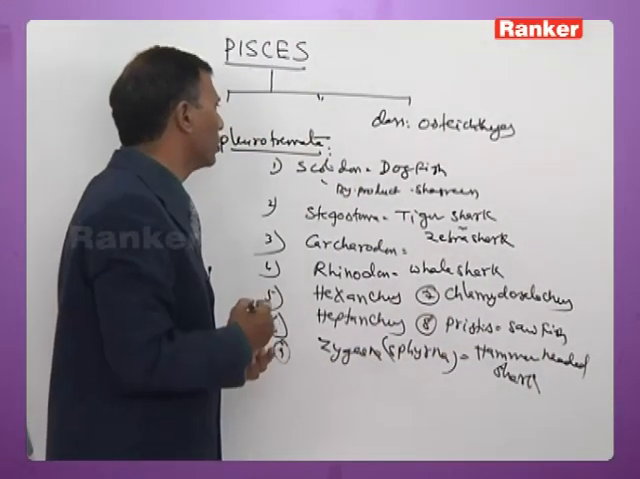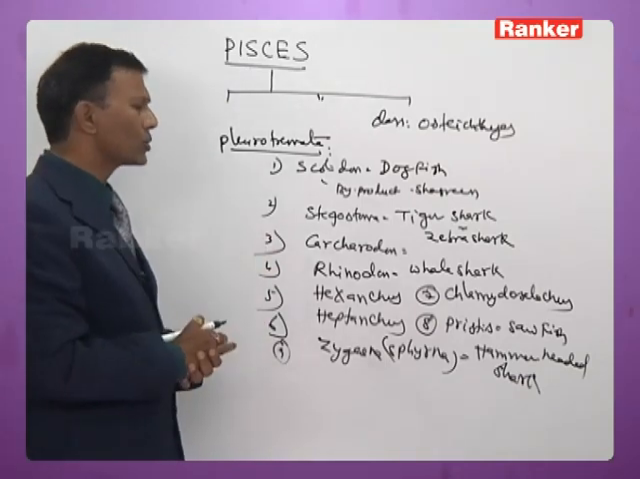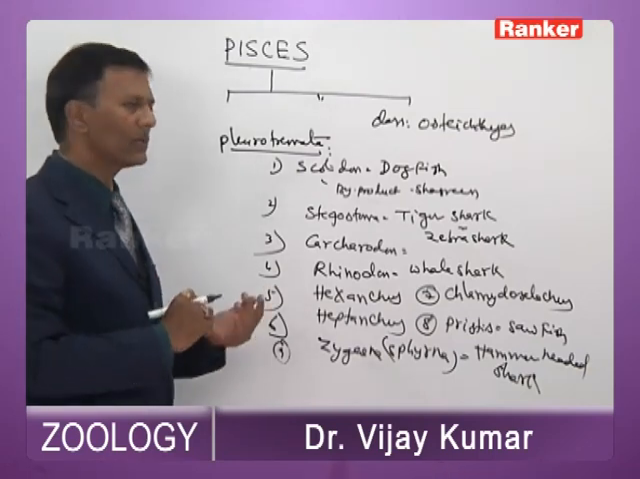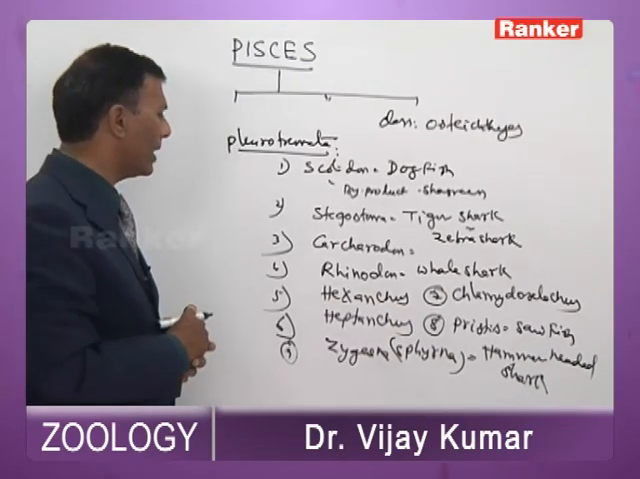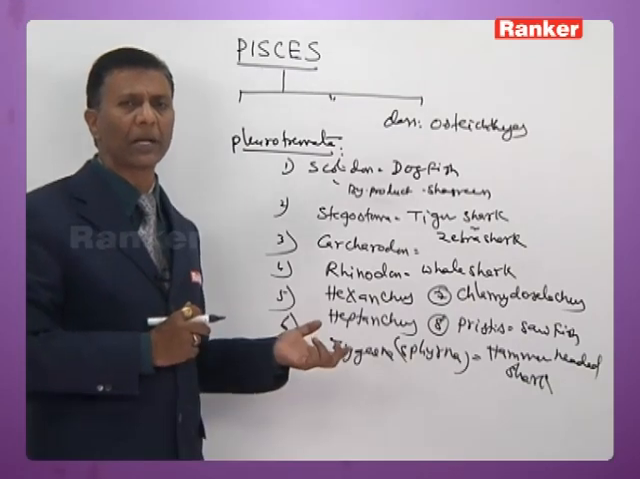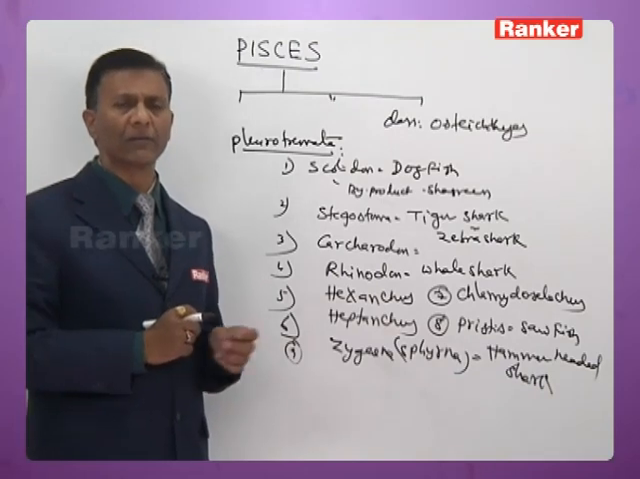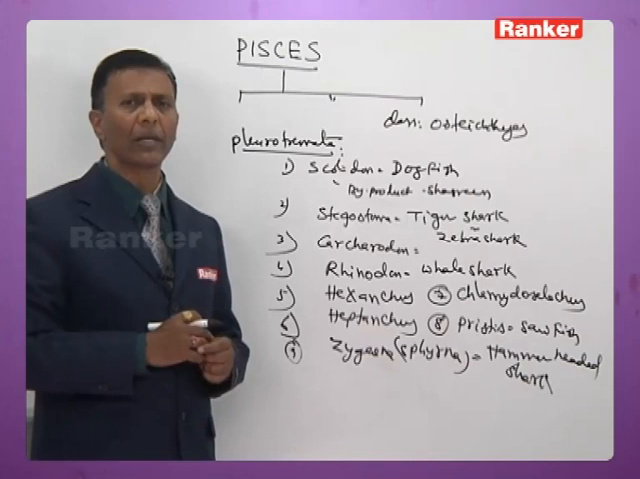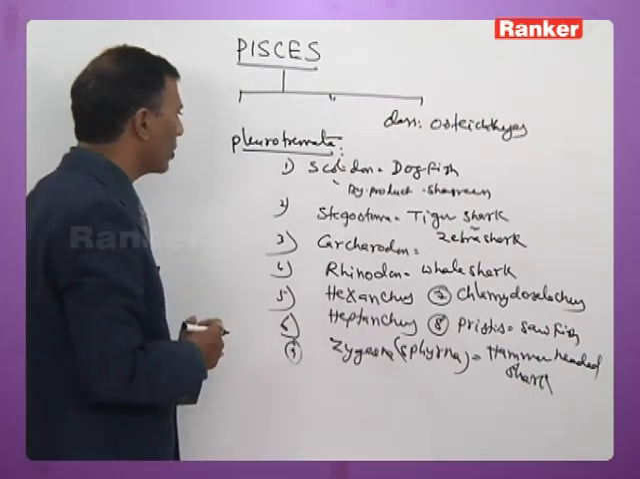So all these belong to pleurotremata. Scoliodon, commonly called dogfish. Stegostoma, tiger shark or zebra shark. Carcharodon, Carcharinus, the one which lives in Ganges. Rhincodon, the largest fish, commonly called whale shark. Hexanchus, Heptanchus are the sharks with 6 pairs and 7 pairs of gills respectively. Chlamydoselachus is the only cartilage fish with operculum. Zygaena or Sphyrna, commonly called hammer-headed shark. Pristis, sawfish. All of them belong to pleurotremata.